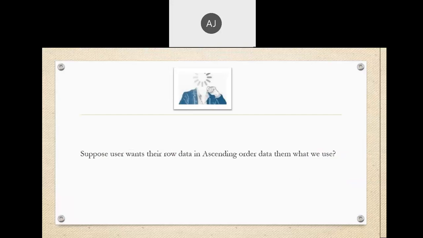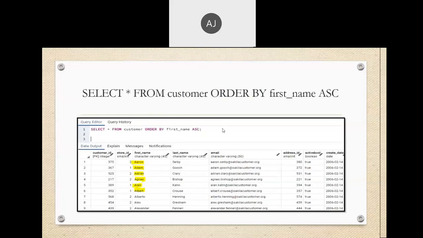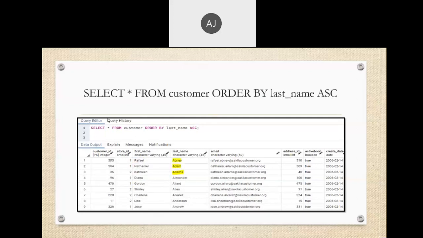Suppose the user wants their row data in ascending order, then what do we use? We already did that operation: select all from customer, order by first name ASC. See, all data we get in ascending order. Similarly, if required, select all from customer, order by last name ASC, so we get the last name in ascending order.